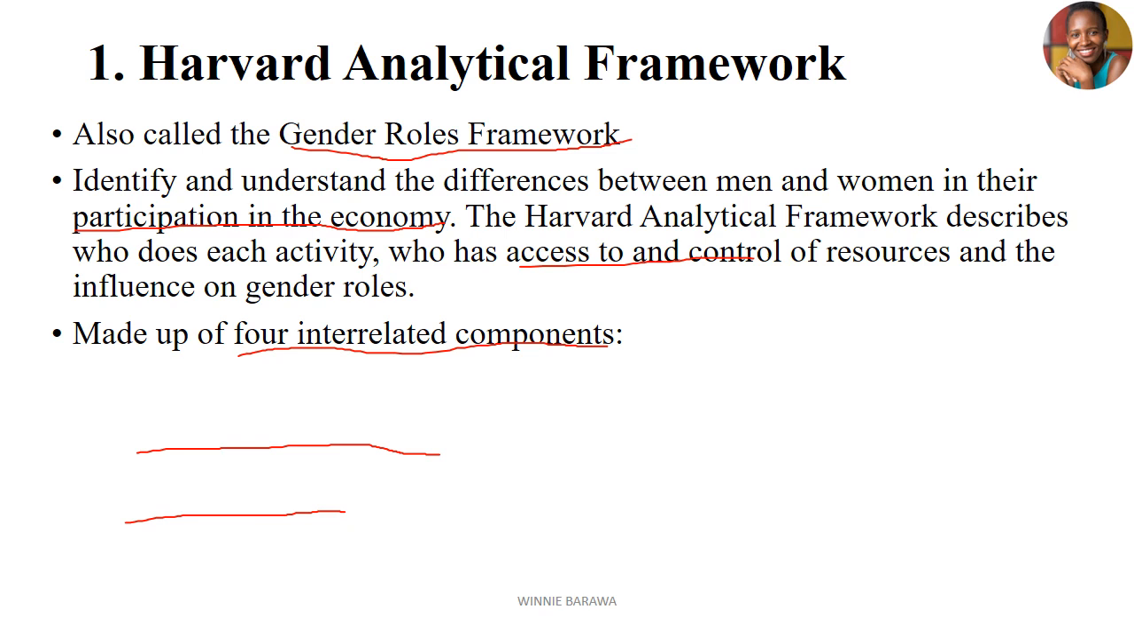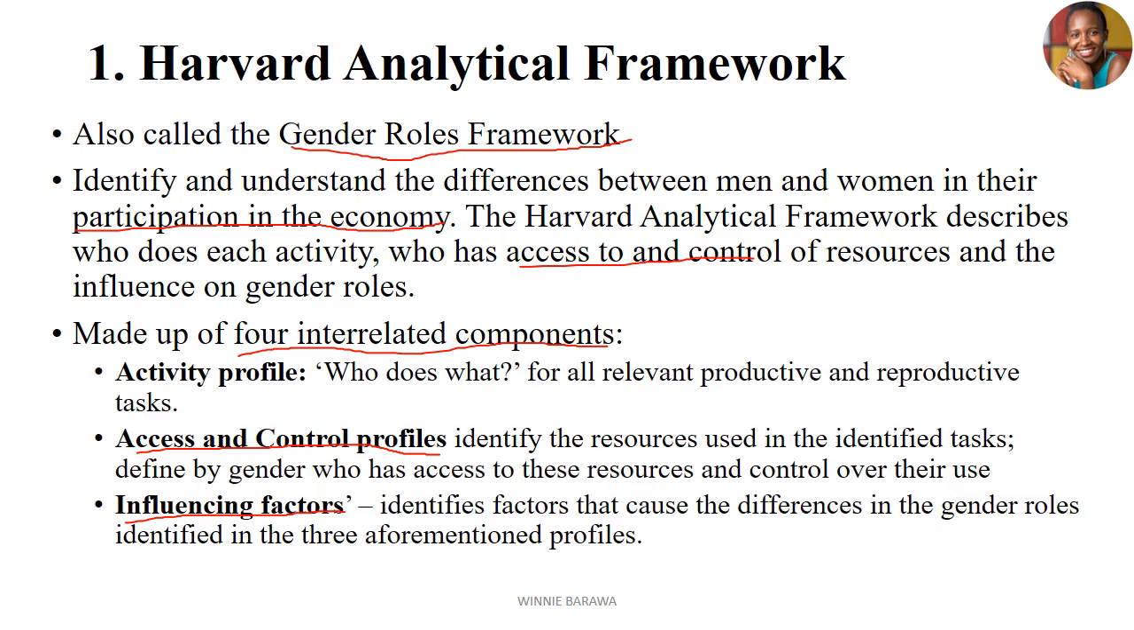But to achieve this, they look at 4 interrelated components. So they analyze 4 key components of the framework. These are the components you need to look at. They analyze the activity profile, the access and control profiles, and the influencing factors. When it comes to analyzing the activity profile, they look at who does what and what the relevance is to productivity in the economy.